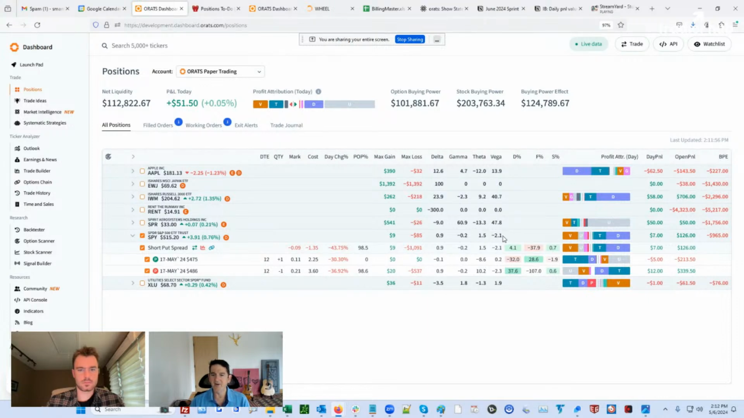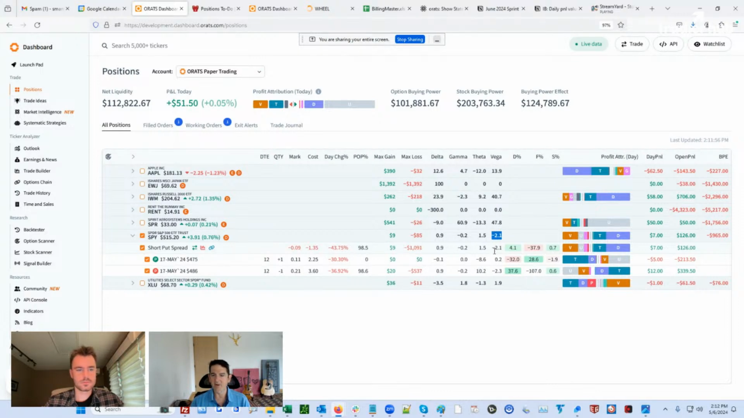Vega, if the volatility were to go up, the bottom one has some Vega, but it's really not going to change that much. So far so good on that, Tyler? Yeah. Okay. So just kind of continuing through this put spread.